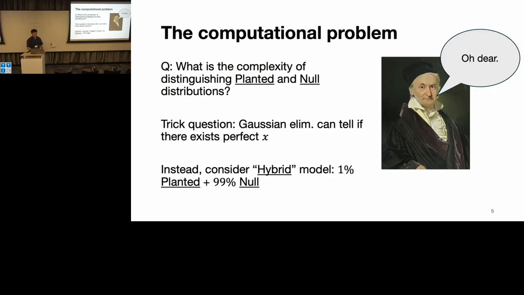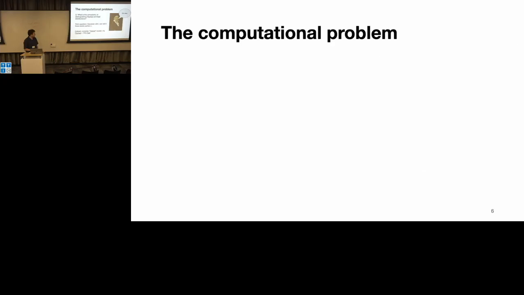Okay, so instead of asking to distinguish planted and null right-hand sides, I'm going to ask to distinguish null and hybrid right-hand sides, where hybrid means with some small noise probability like 1%, I take a planted right-hand side, otherwise I just take a uniformly random null right-hand side. So this is a computational problem. Can you distinguish when you have uniformly random right-hand sides versus when you have some slight signal correlated with this underlying hidden assignment x?